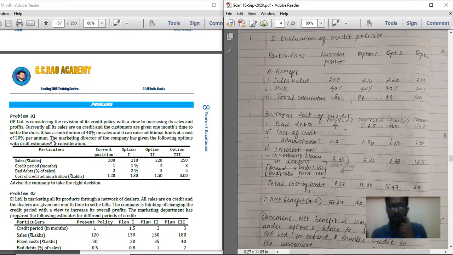Okay. Then option one. For option one, what is the total credit sales? Here 100% of the sales is credit sales. They are mentioning that currently all its sales are on credit. So you should calculate total sales.